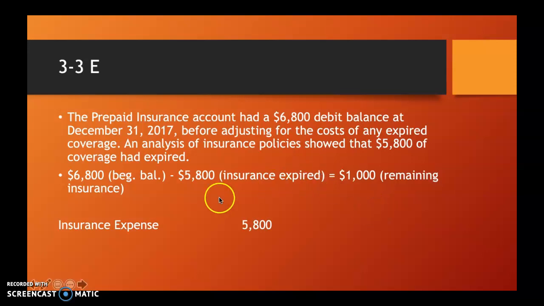So for the journal entry, or I guess I should go back, we don't use this because it's just asking how much expired, and they already gave us how much expired. So we need to decrease the prepaid insurance account by $5,800. That would be a credit to the asset, and expense that amount as well for insurance expense.